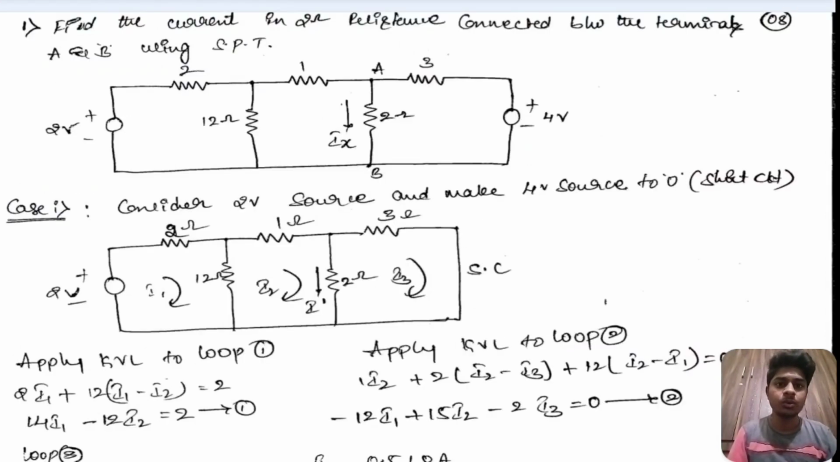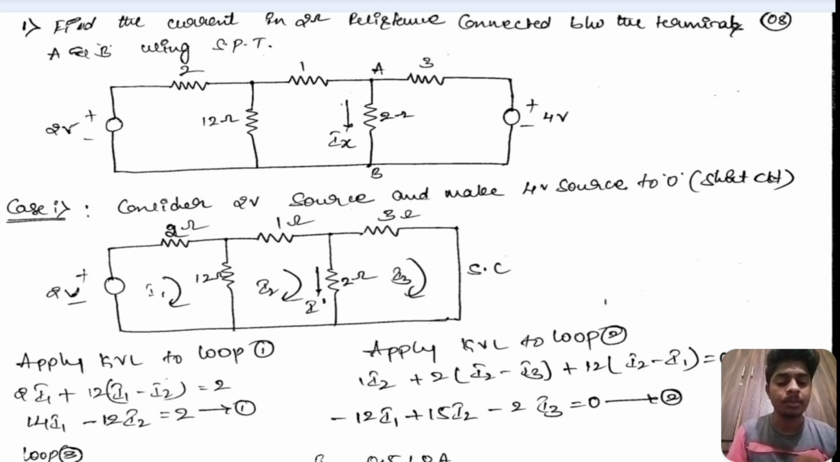Now let us do one problem on the superposition theorem. Let us consider this circuit. In case 1, we should take the 2 volts source and make the 4 volts source short circuited, taking it as 0.